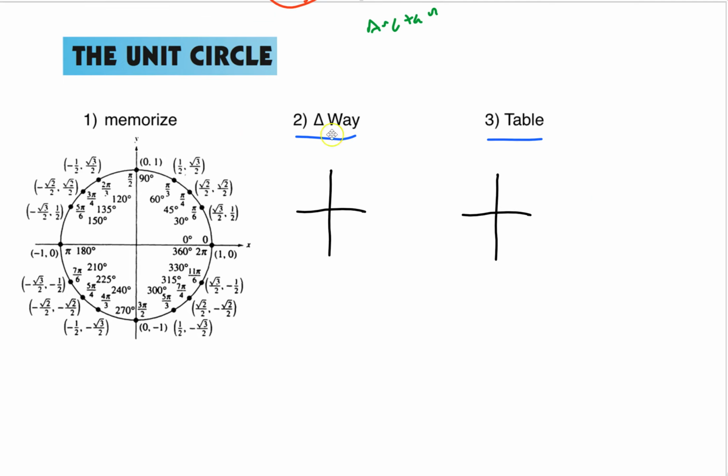Given that there are these different ways, there are a couple things that no matter which way you do, you're going to have to know. The first thing is, no matter which way you do it, even if you memorize, you have to know your degrees and radians. So, degrees.